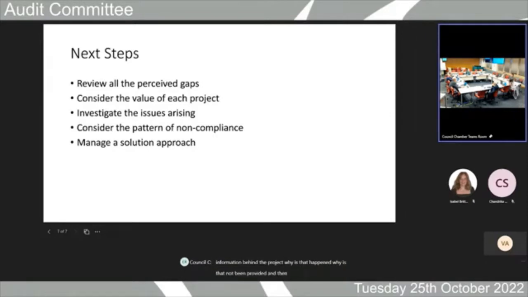And then consider the pattern of non-compliance, because it might be that certain areas are not using that project documentation in the right way. So we need to find out where those areas might be, and then manage on a solution-based approach. So it might be that we look at what the value of any of those projects are, we see where the gaps are, and we take corrective action to make sure that those projects have the correct documentation and are managed going forward in the correct way.